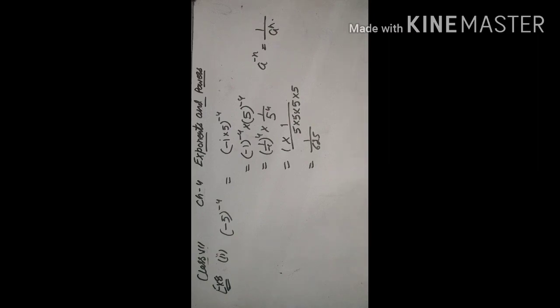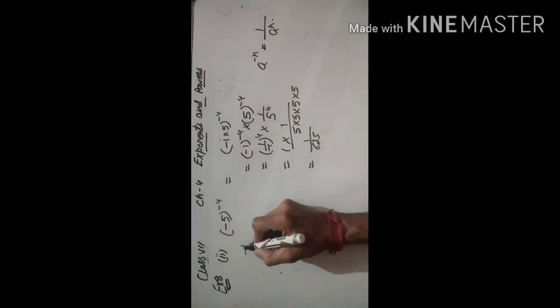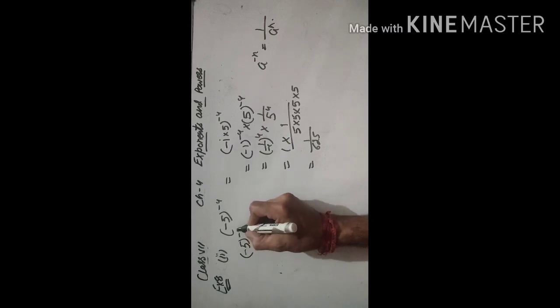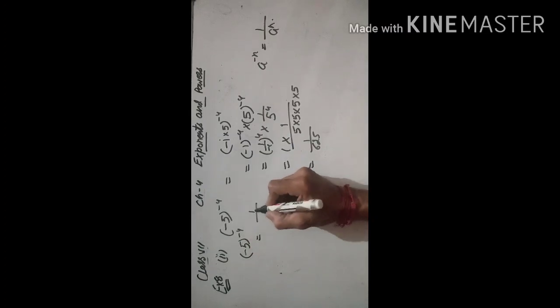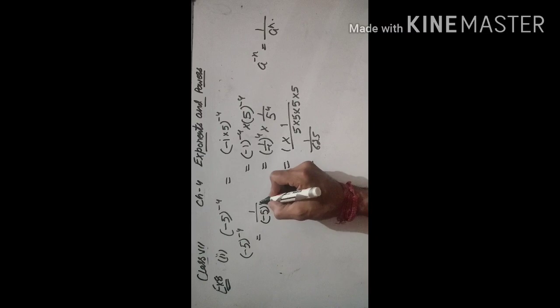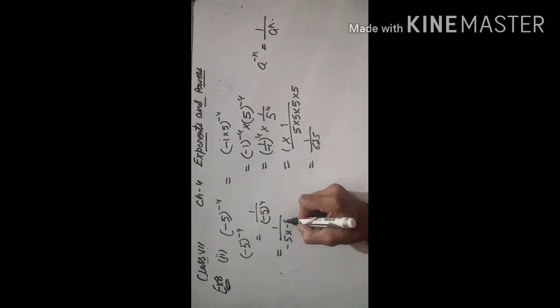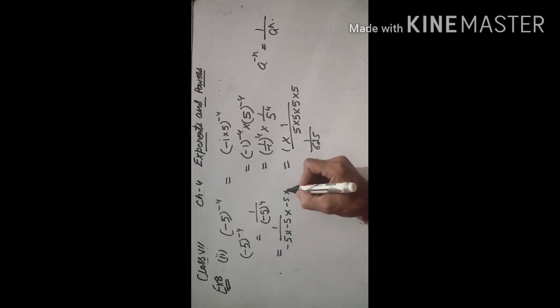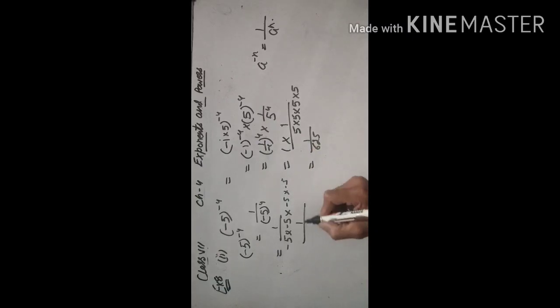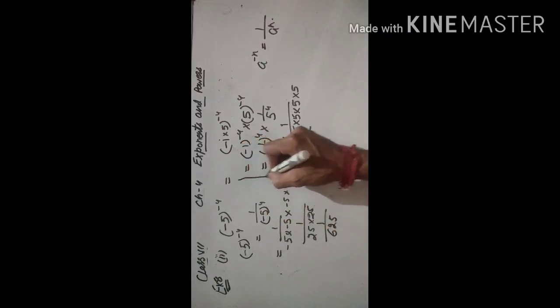Or simply you can do 1 by (minus 5) to the power minus 4 is equal to 1 by (minus 5) to the power 4, or 1 by minus 5 into minus 5 into minus 5 into minus 5, that is 1 upon 25 into 25, that is 1 upon 625. You can do it this way also.